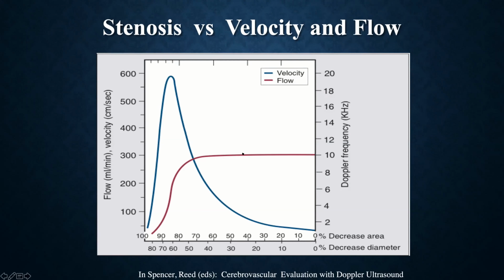The flow pattern is relatively constant till we get to about a 70% stenosis, and then it starts to drop off and gets very, very low as we get to very severe tight stenoses. So recognize that, as you see in this blue line, you can have a pretty tight stenosis and a relatively low velocity.